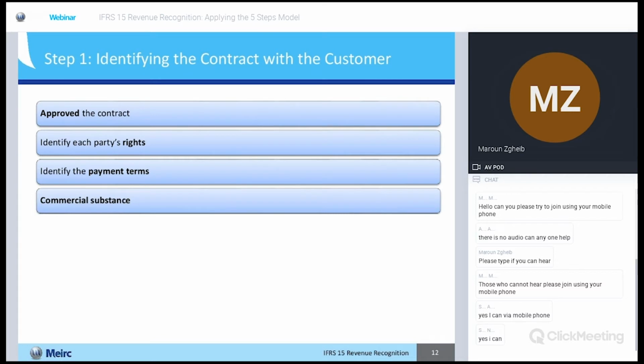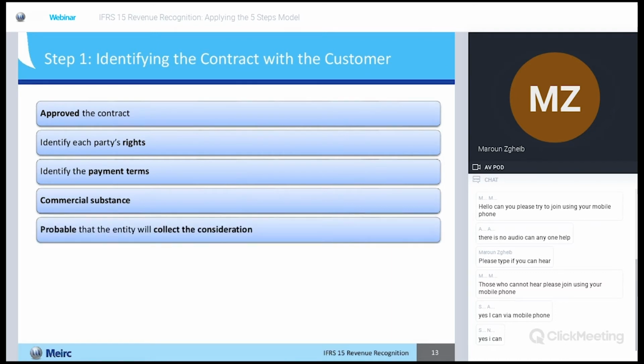We identify the payment terms, and the contract must have a commercial substance. Gratuitous contracts do not fall under the standard. Gratuitous contracts are contracts that are considered as government grants, and they don't fall here. So the contract must have a commercial value where the buyer is paying the seller. There must be a probability of collection. If my customer is illiquid, if my customer is insolvent, if my customer cannot pay me, revenue recognition does not apply, because this also means it doesn't have a commercial substance.